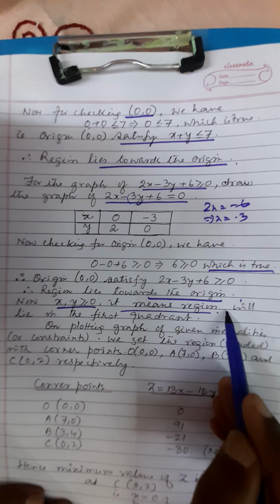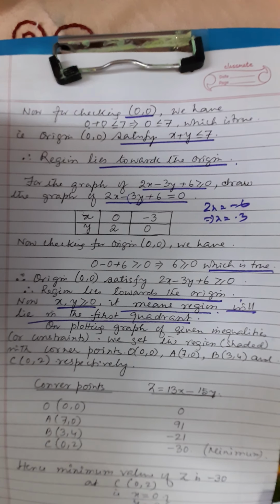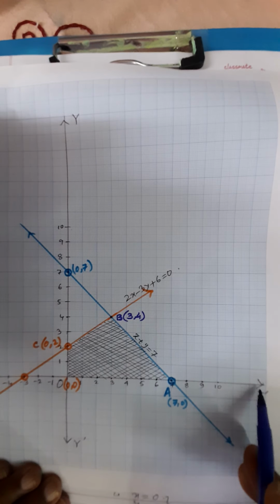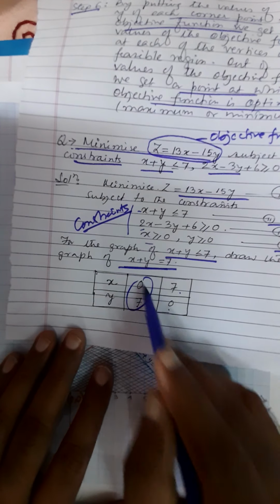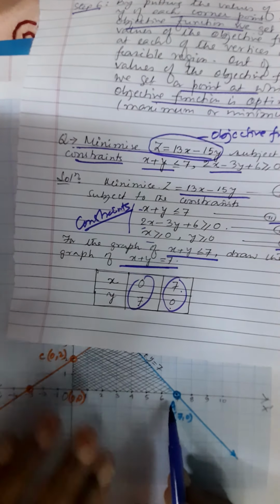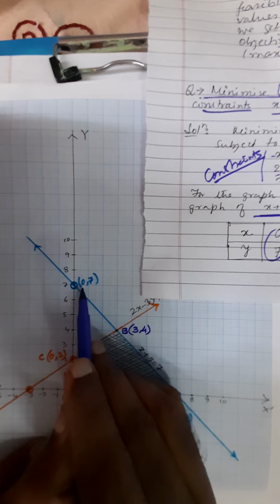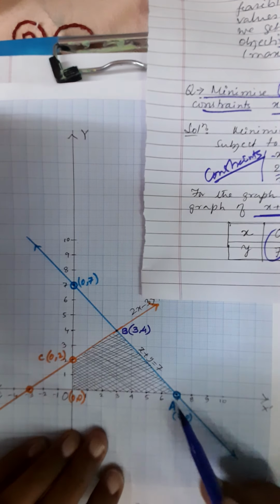Now x comma y greater than or equal to 0 means the region will lie in the first quadrant only. Now see the graph paper. You can draw this graph on plain paper also, but I am taking the graph paper here. This is the x-axis, this is the y-axis. The first points are x equal to 0, y equal to 7, and x equal to 7, y equal to 0. Here is 7 comma 0, this is 0 comma 7, and we will draw the line.